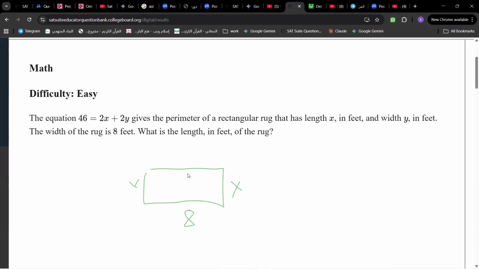So y is equal to 8. Let's add them. So 8 plus 8 plus 2x, the length of the rug, equals 46.